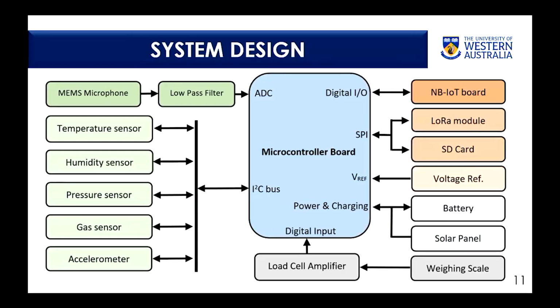So coming to the design of the monitoring system that I designed during my PhD, and we are still working on it. We are trying to deploy as many of these as possible for some data collection. It has temperature, humidity, pressure, gas sensor, accelerometer, a microphone, as well as a weighing scale. It has a solar panel. There's a battery inside. It can communicate using NB-IoT as well as LoRa, and we have an SD card inside which can store the data.